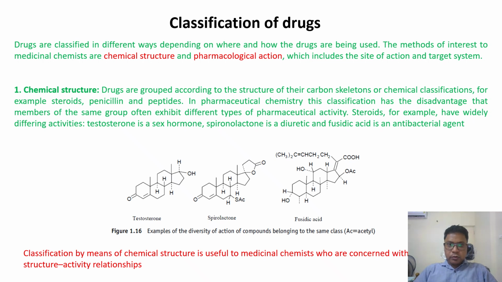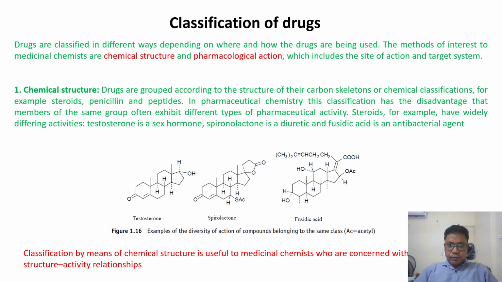Hello everyone. So today I am going to talk about classification of drugs. Drugs are classified in different ways depending on where and how the drug is being used. The methods of interest to the medicinal chemist are chemical structure and pharmacological actions, which include the site of action and target system.